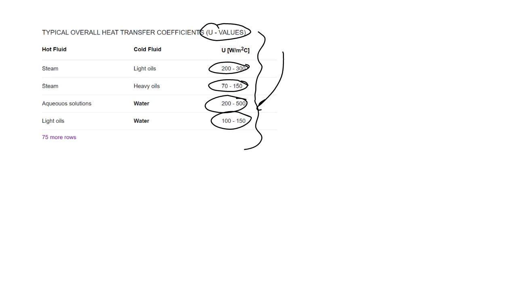To see, okay, first you need to figure out what is my cold fluid and what is my hot fluid. Your cold fluid in this case will be your gases that must react. So it's not on this list. There are 75 more rows. I think this is from Engineering Toolbox. But find a reputable source like your textbooks.